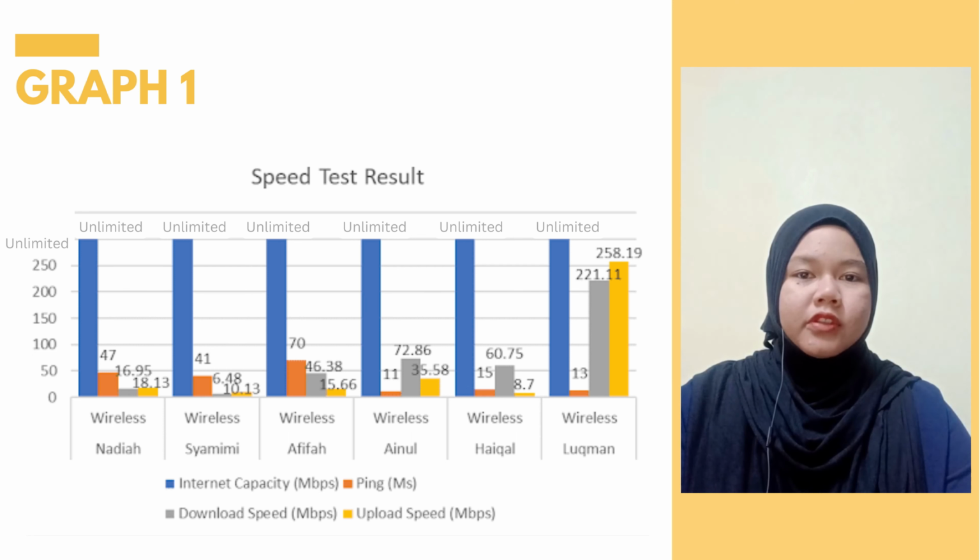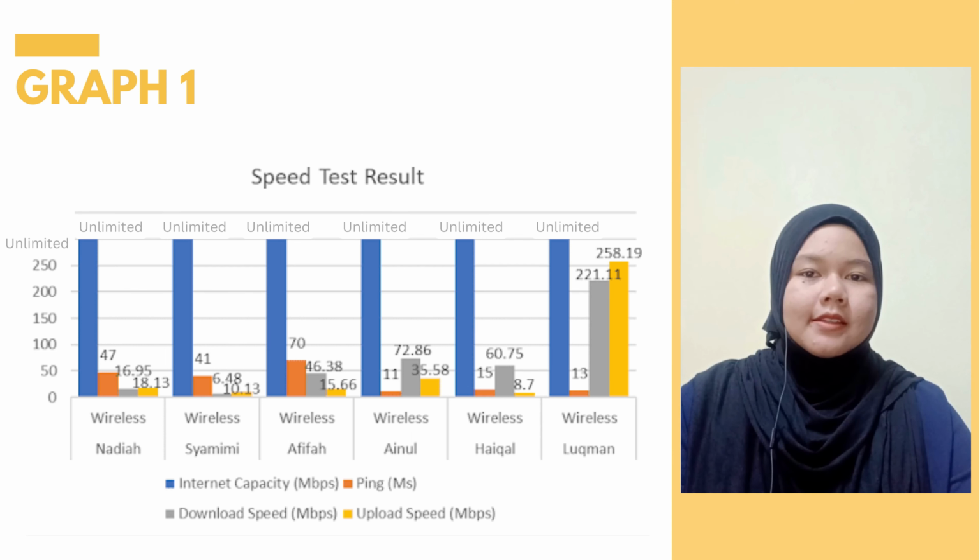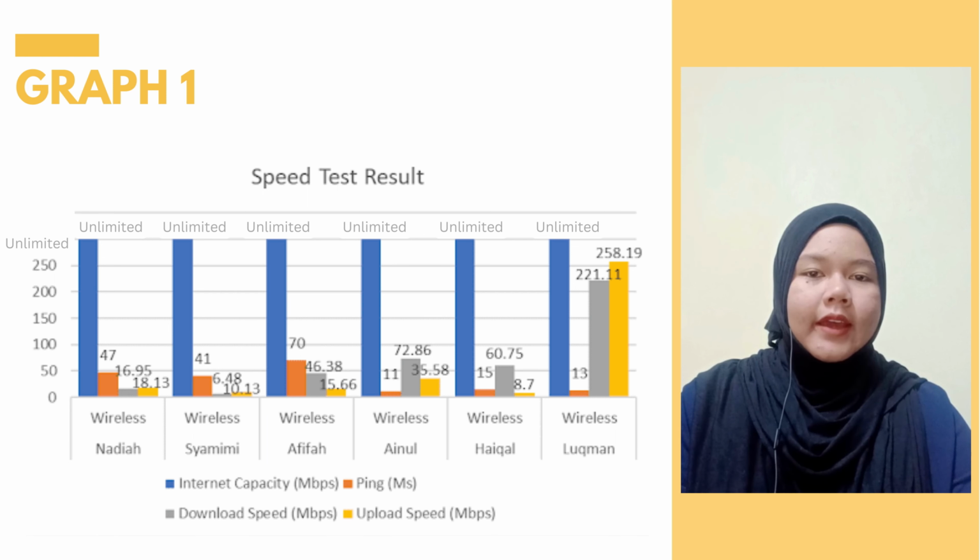The chart that was used for the speed test result is a cluster column chart. The x-axis is represented by the speed test and the names of the group members, such as Nadia, Shamimi, Afifa, Ainul, Haikal, and Luqman. Next, the y-axis is represented by a value of megabits per second (Mbps). The categories of data are represented by bars of different colors: blue represents internet capacity, orange represents ping, light gray represents download speed, and mustard represents upload speed.